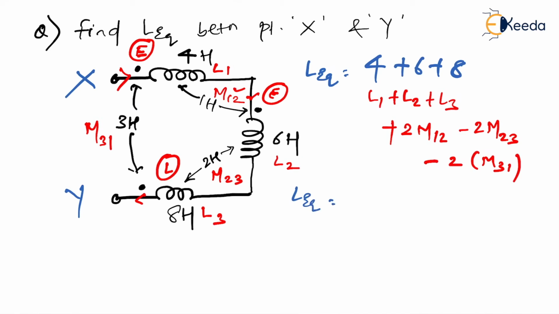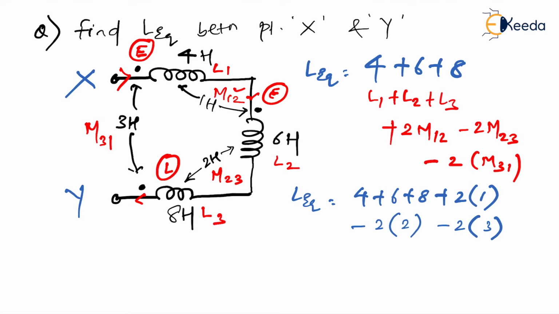L equivalent becomes L1 plus L2 plus L3, which is 4 plus 6 plus 8, plus twice of M12, M12 is 1, minus twice of M23, and M23 is how much? It is 2, minus twice of M31, which is 3. Just solve this L equivalent. You will get L equivalent as 10 Henry.